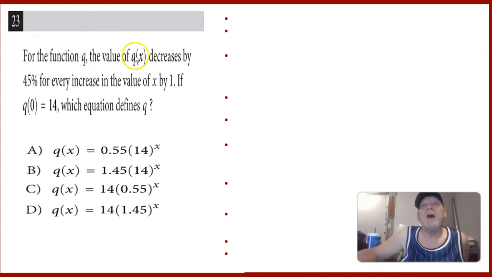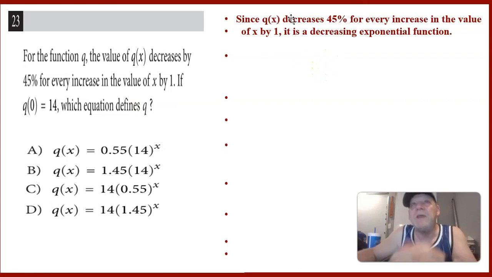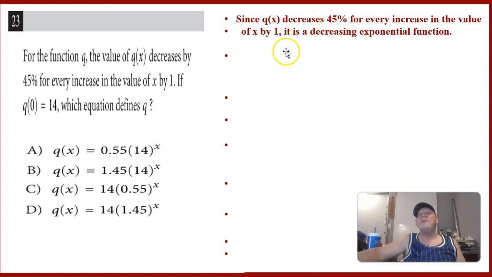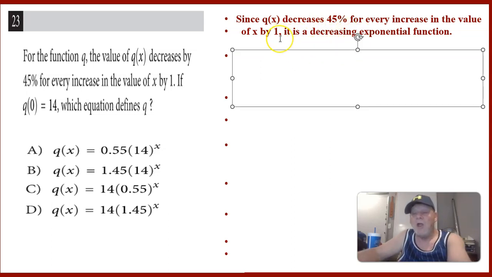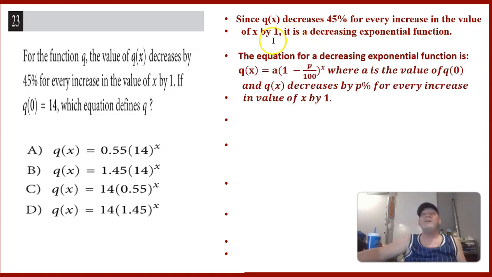For the function q, the value of q of x decreases 45% for every increase in the value of x by 1. If q of 0 equals 14, which equation defines q? So you have to think in your mind, well, what does this mean? Since q of x decreases 45% for every increase in the value of x by 1, it is a decreasing exponential function. So you have to remember from your Algebra 1 or Algebra 2 class what that meant.